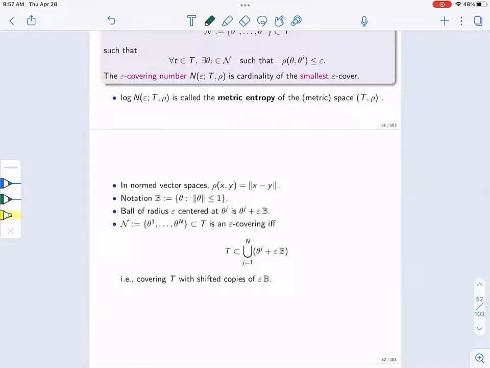So this is another, I guess, similar idea. If I have a metric in normed vector spaces, usually you take the norm of the difference as the metric. Let's say this B is the unit ball. If I set balls of radius epsilon centered at these points, then this is an epsilon cover if and only if T is included in the union of these balls. These two are equivalent.